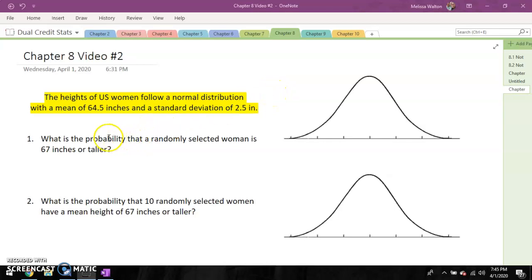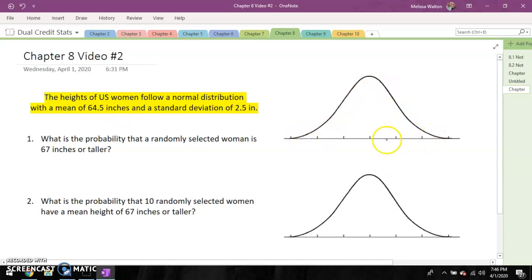Now, here's what it is asking for us to calculate. First off, it wants to know what is the probability that just one randomly selected woman is 67 inches or taller. So just one random person, if we sample them, what's the probability that they are 67 inches or taller? And then finally, the second one, what is the probability that 10 randomly selected women have a mean height of 67 inches or taller? So two separate questions. First off, this is just one person. Our sample size is 1. Second one, we are taking a sample of 10, so that is going to change our standard deviation. All right, so let's go ahead and do the first problem first.